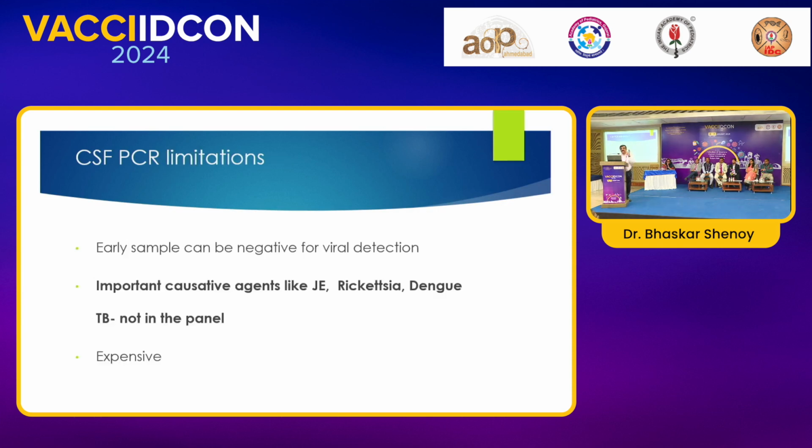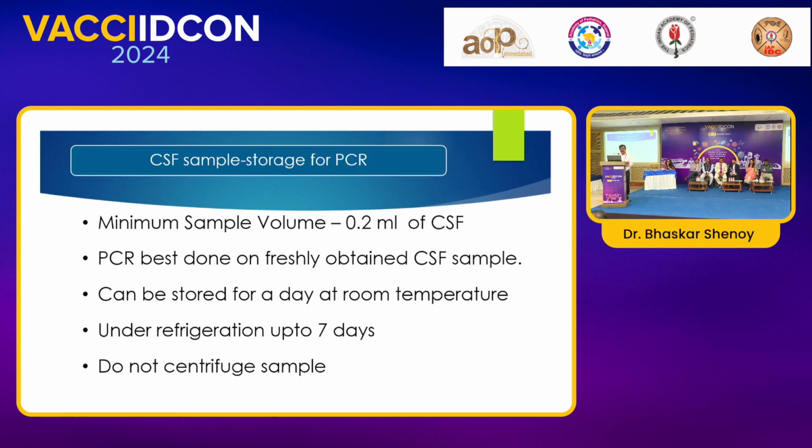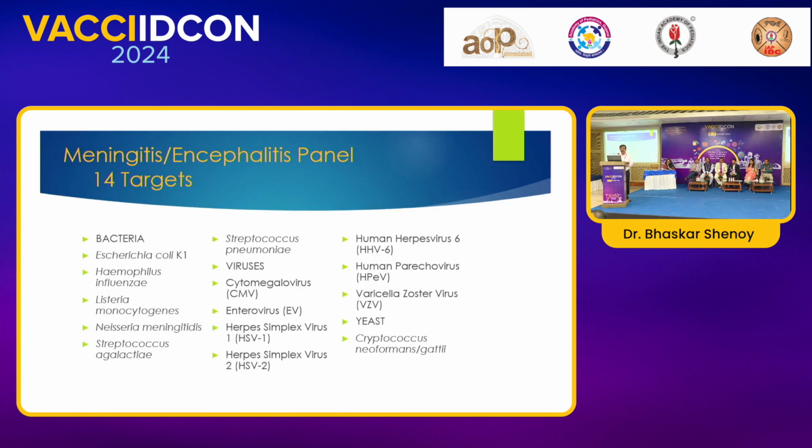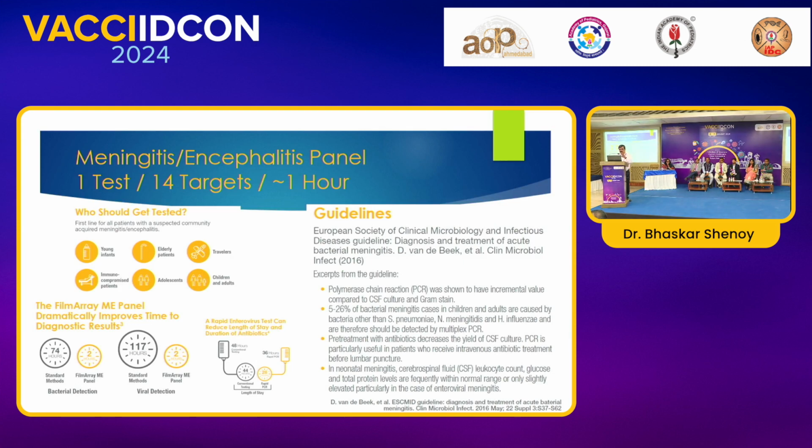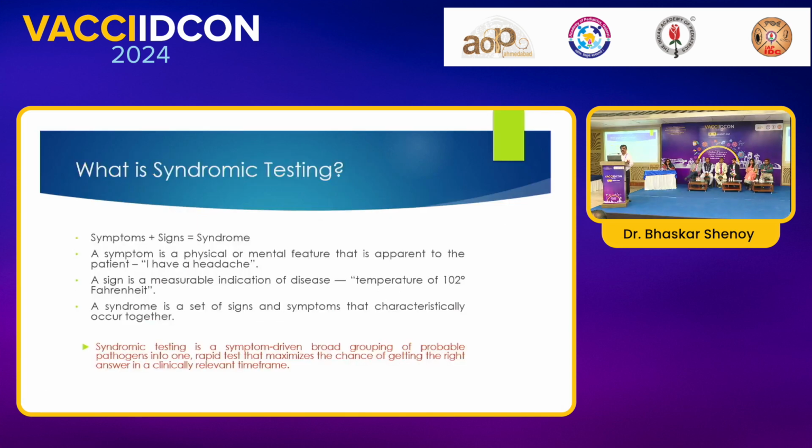Limitations: I'm not talking about HSV PCR, but CSF PCR panels in general. They don't detect JE, rickettsia, dengue, TB, and some of the other viruses. And we can keep the sample under refrigeration for up to 7 days, and we should not centrifuge. That is one thing we have to remember. And this is the panel which you generally see. The volume required is very less. And these are a few guidelines, the European Society of Clinical Microbiology and ID guidelines.